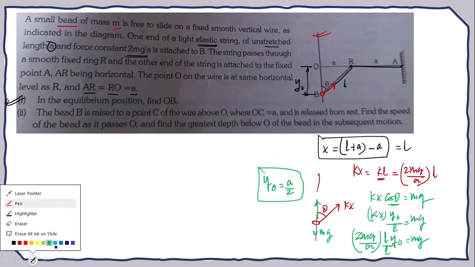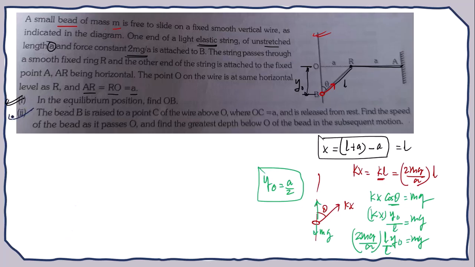Now, in the second part, the bead is raised to point C, which is above the wire, point O. Let us say the bead is at point C. What is the distance? That distance is given as A. So now the string is attached like this. This is the string portion. So the total length CR is A root 2 plus A. Now it is released from rest. Find the speed of the bead as it passes through point O.